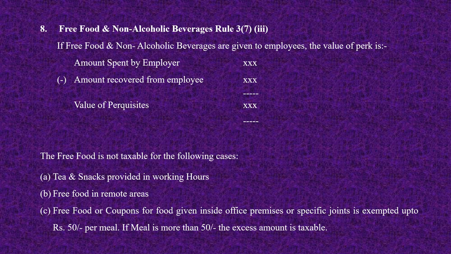The third condition is free food or coupons for food given inside office premises or at specific joints, which is exempted up to ₹50 per meal. If the meal is not more than ₹50, it is exempt; the excess amount is taxable. So in the third case, suppose they provide free food or coupons where food will be provided inside the office campus or at a particular place they specify. In that place, the exemption is ₹50 per meal. Till ₹50, it will not be taxable. If the meal is more than ₹50, then the excess will be taxable. So this is the eighth condition under perquisites that are taxable for all employees.